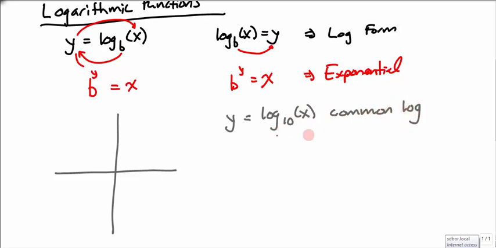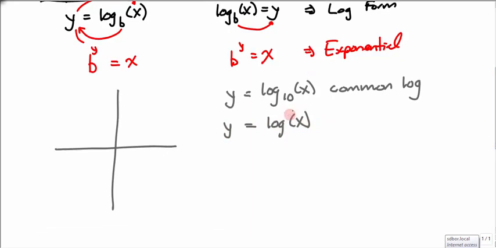And a lot of times you will not see this base 10. What you'll see is just y equals log of x. So if you don't see a base and it's written in this format, they mean base 10. It's called the common log. Now if you look on your calculators, you'll see a log key as well, and I'll show you how to work back and forth between the common log and other logs.